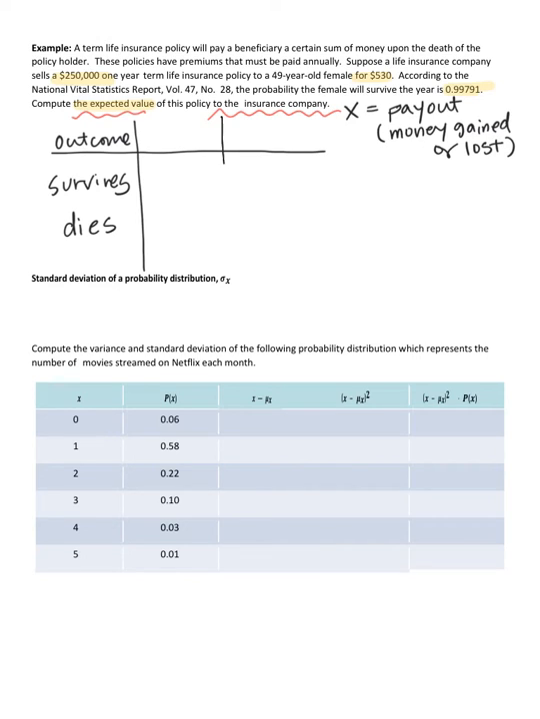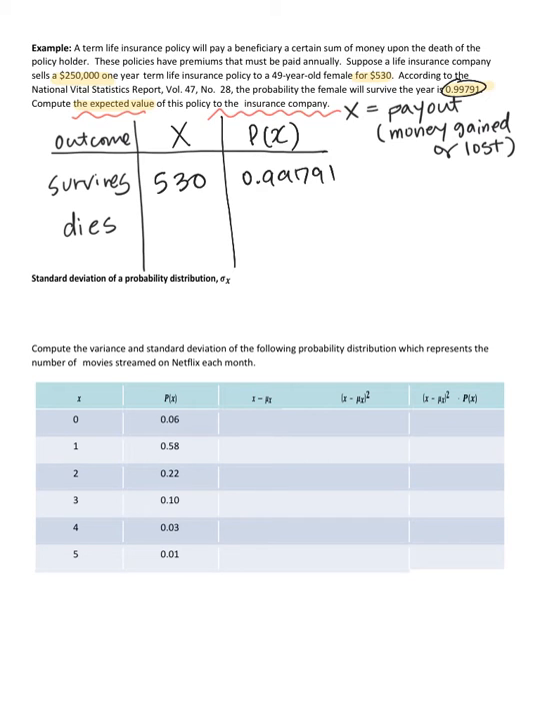So if the client lives, if she survives, then we know that she will give $530 to the life insurance company. So the life insurance company will make $530 from that person. Now the probability of that client living is 0.99791. It's given. So the probability will be 0.99791.